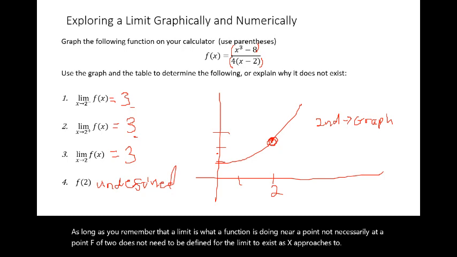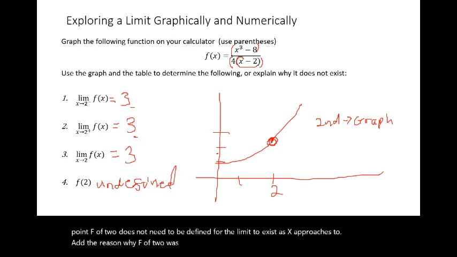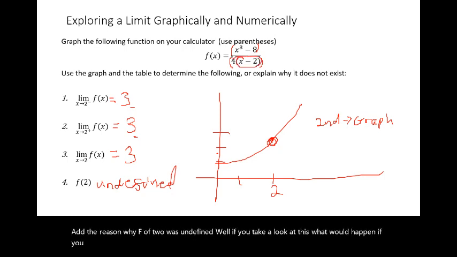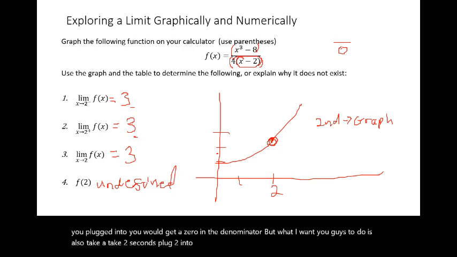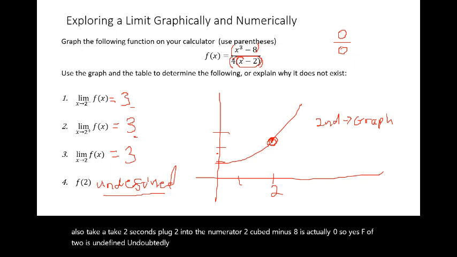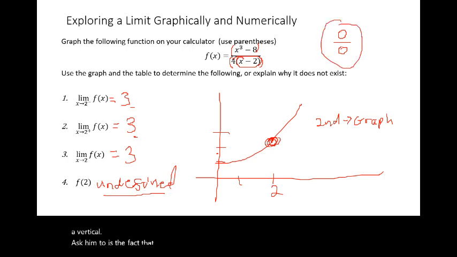And the reason why f of 2 was undefined? Well, if you take a look at this, what would happen if you plugged in 2? You would get a 0 in the denominator. But what I want you guys to do is also take 2 seconds and plug 2 into the numerator. 2 cubed minus 8 is actually 0. So yes, f of 2 is undefined. Undoubtedly, it makes the denominator 0. But what makes this a hole and not a vertical asymptote is the fact that when you plug 2 into every single spot that you see an x, you actually get 0 over 0.